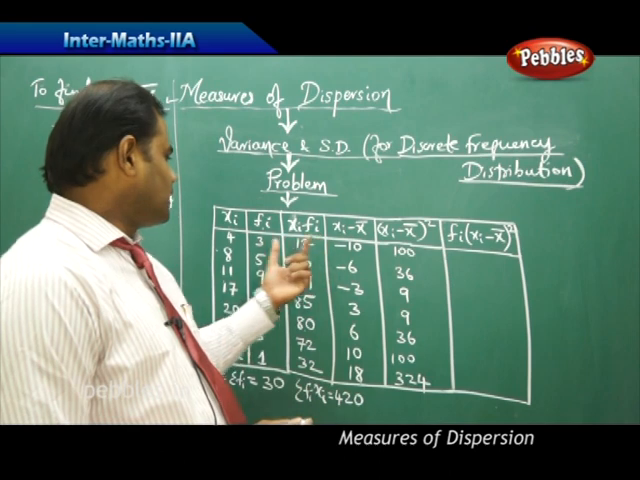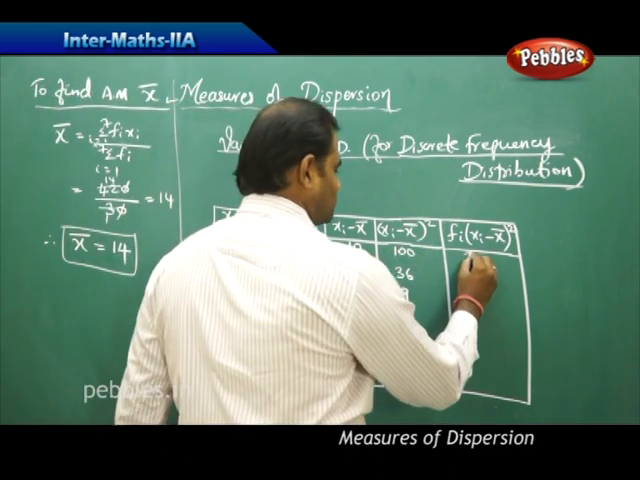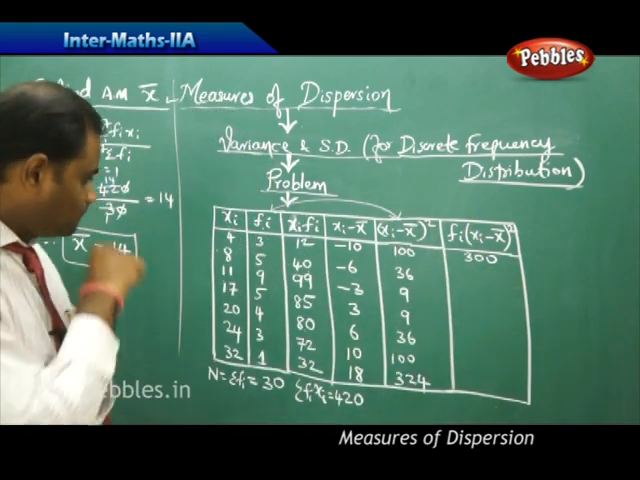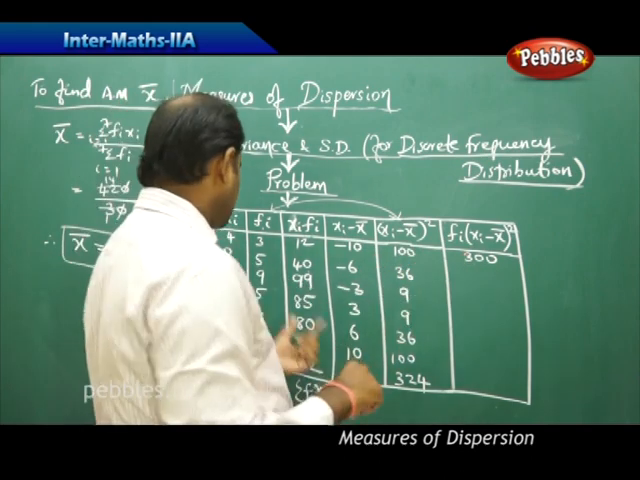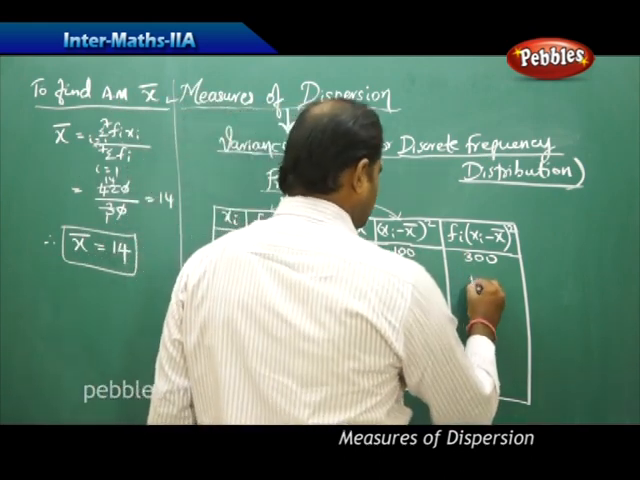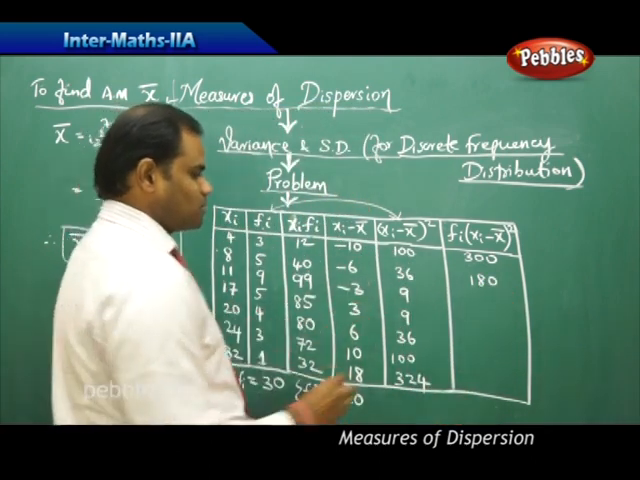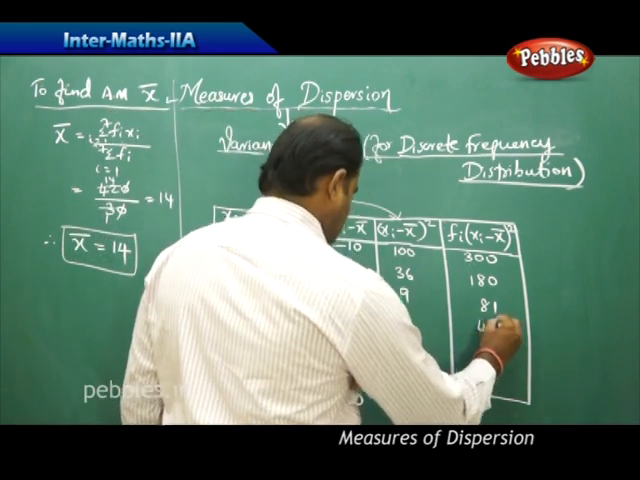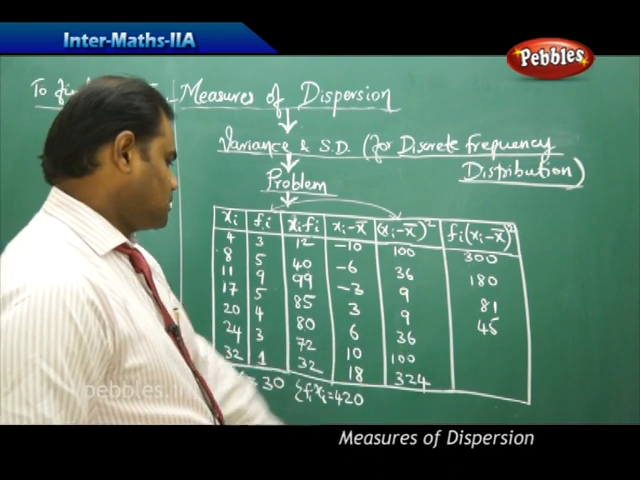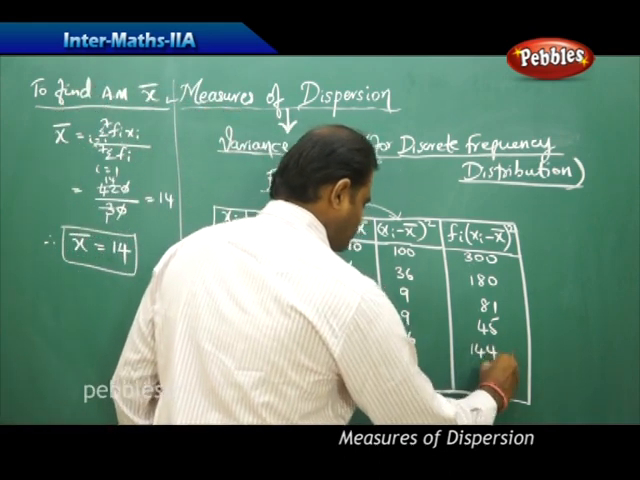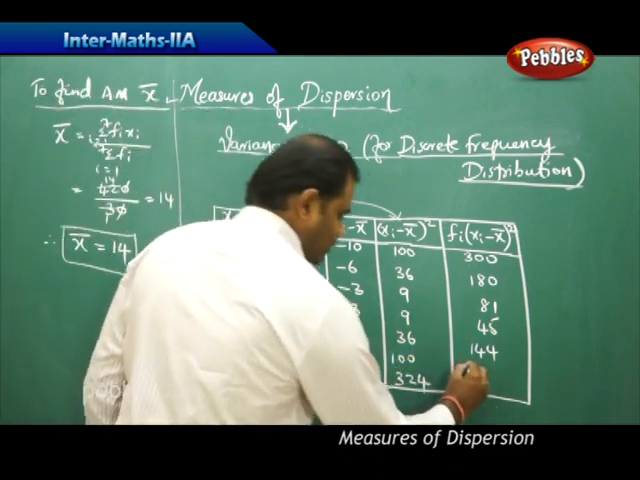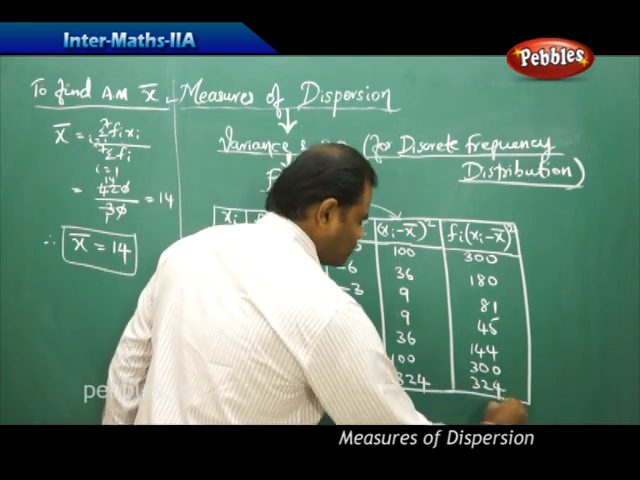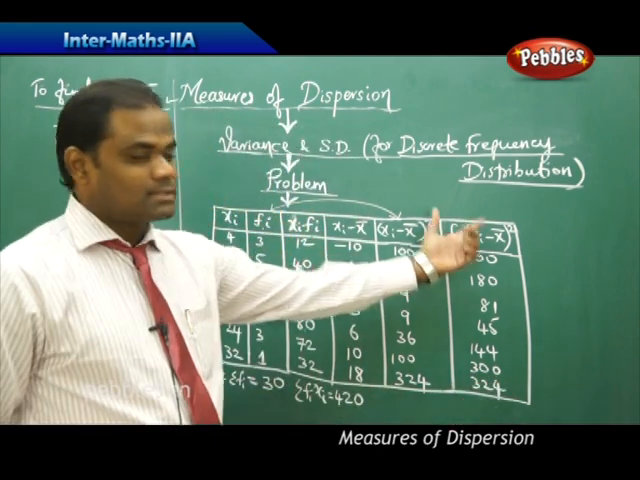Now, when multiplied with the frequency, this gives 3 times 100, which is 300, because this and this multiplied give the last column. 3 multiplied by 100 is 300, and 5 multiplied by 36 is 180, and 9 times 9 is 81, and 5 times 9 is 45, 4 times 36 is 144, 3 times 100 is 300, and 324 times 1 is 324, is how we obtain the last column.